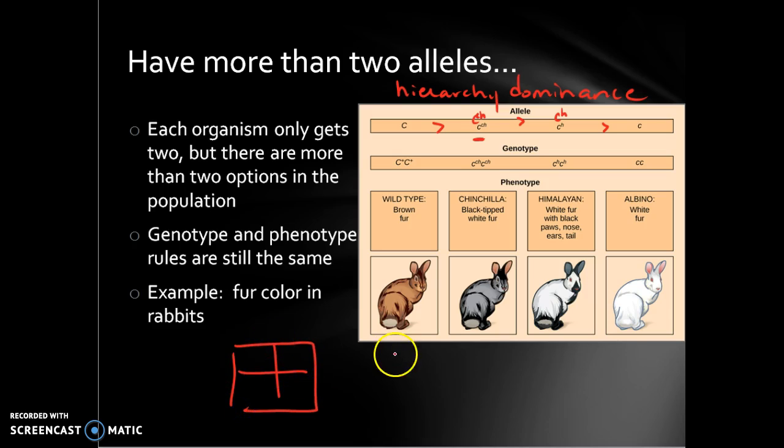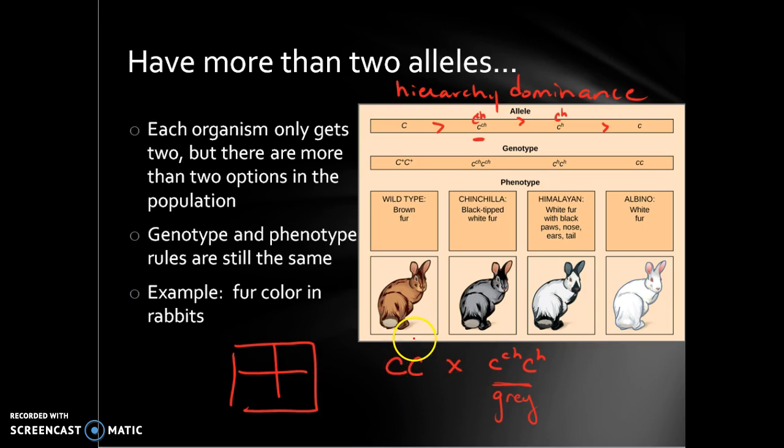So if we have our parents that we're going to cross, say we have a brown rabbit, so big C, that we're going to cross with, let's say, a heterozygous chinchilla rabbit that is heterozygous with a Himalaya gene as well. So this rabbit's phenotype would look like a chinchilla colored rabbit, so it would be gray, because the chinchilla color gene is dominant over the Himalayan color, even though they're both recessive to the brown wild type.